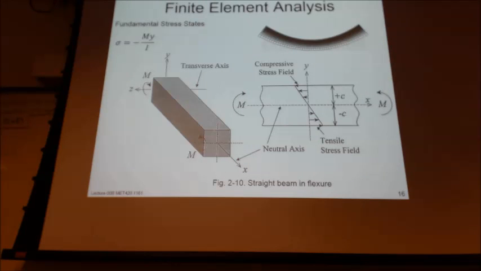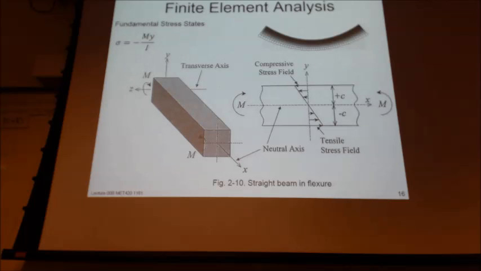Now, bending. So we're dealing with My over I or Mc over I. And again, we're making some assumptions, right? That the material is isotropic, homogeneous, and that our material is going to obey Hooke's law.